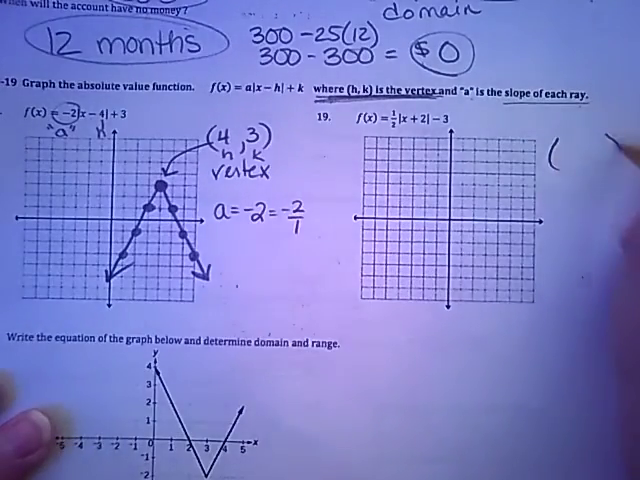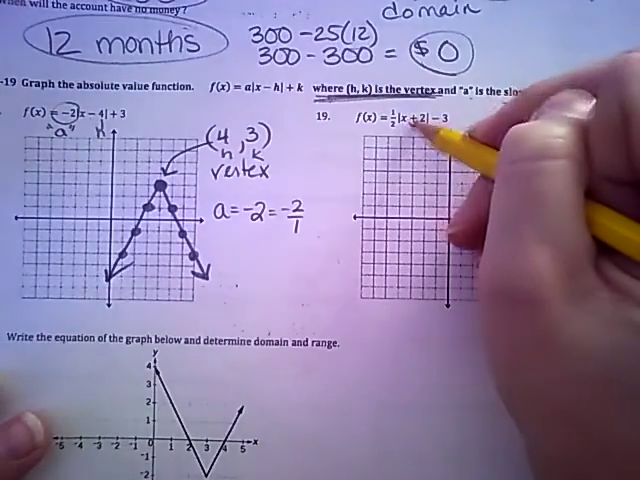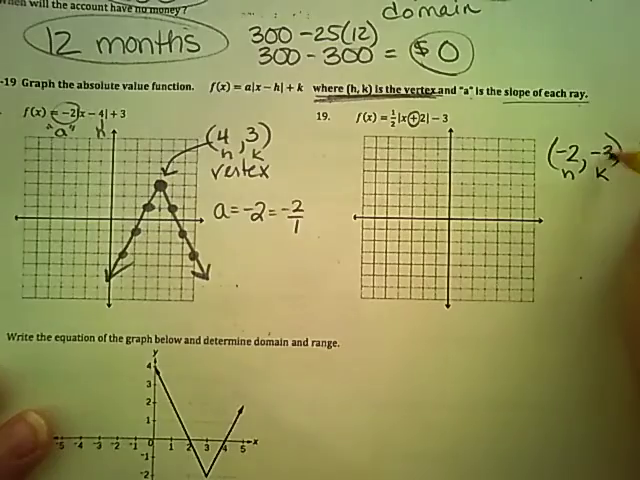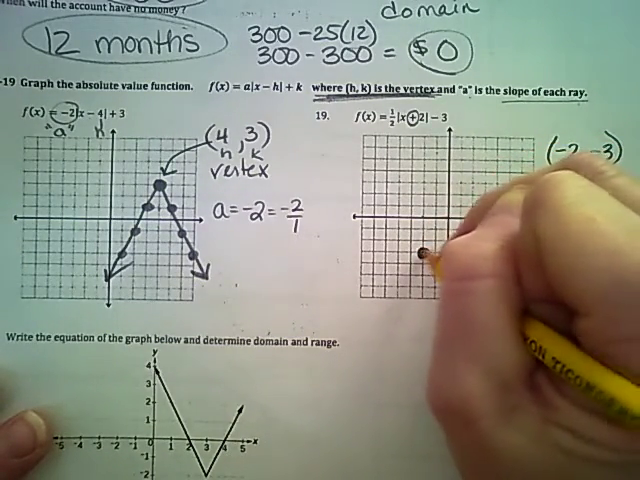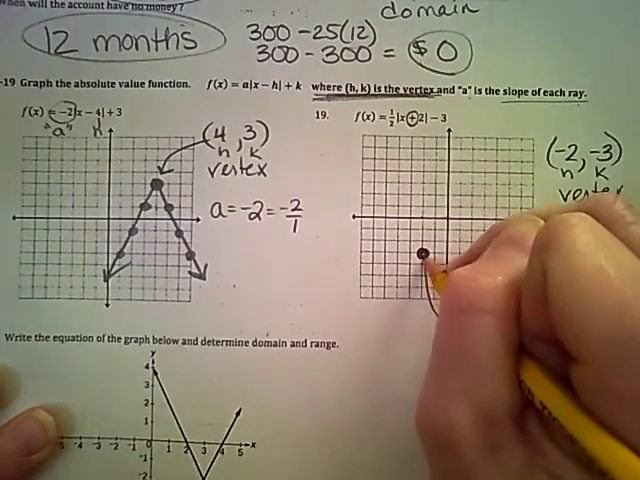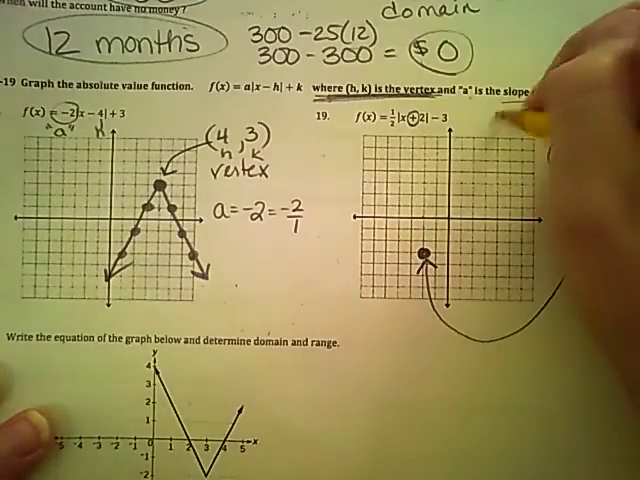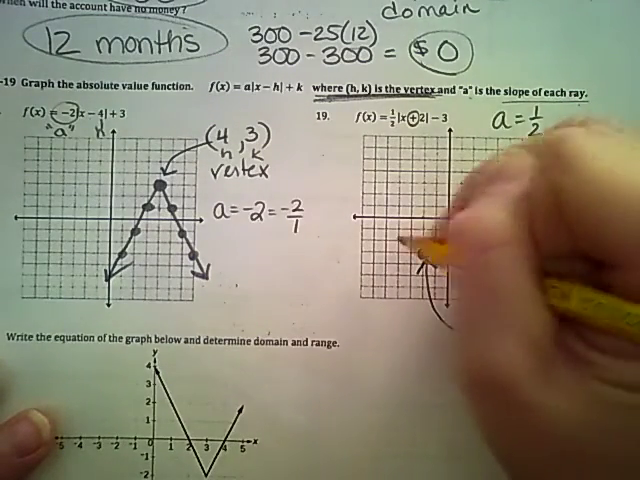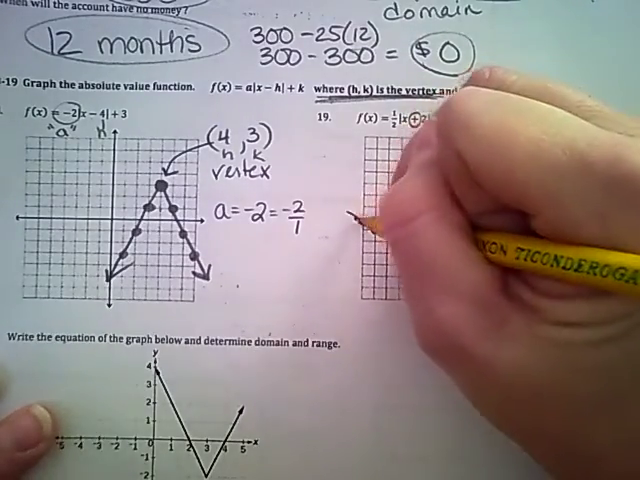Number 19, H, K. Now in this problem, because of the plus 2, that means H is negative 2. K is negative 3. Negative 2, negative 3 is located right there. Now the A being 1/2, that's your slope. It'll go up 1 over 2, up 1 over 2, both sides, to create the V-shaped graph.